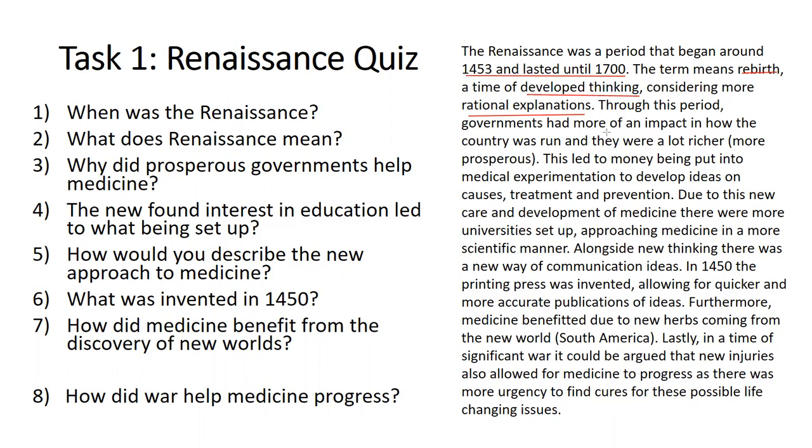Through this period, governments had more of an impact in how the country was run, and they were a lot richer, more prosperous. This led to money being put into medical experimentation to develop ideas on cause, treatment, and prevention. But the government had a much bigger part to play. Due to this new care and development of medicine, there were more universities set up, approaching medicine in a more scientific manner. And straight away, you've got to be reading this thinking, right, this isn't good for the church. The church are obviously going to lose power the more scientific society becomes.